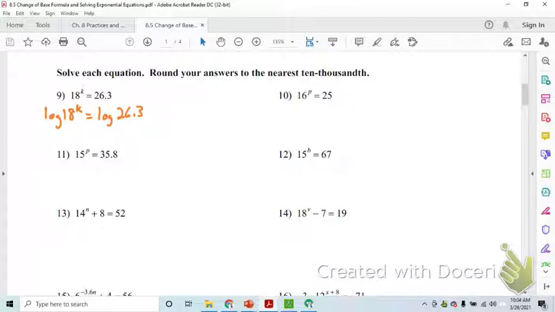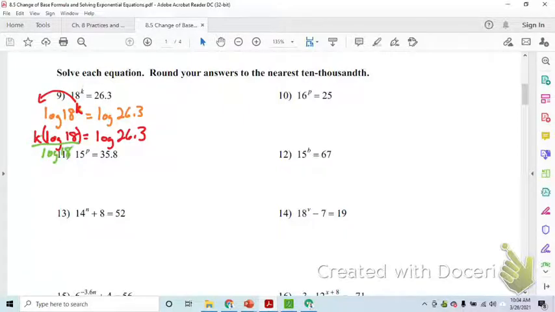Now, one of the properties we know is called the power property. That means this k right here can be moved out front as a coefficient. This would be k log of 18 is equal to log of 26.3. Now, on the left side, that's k times log of 18. Now, this log of 18 is a number. Not 18, it's log 18, which means if we're trying to get k by itself, and these are being multiplied here, you can divide both sides by log of 18.